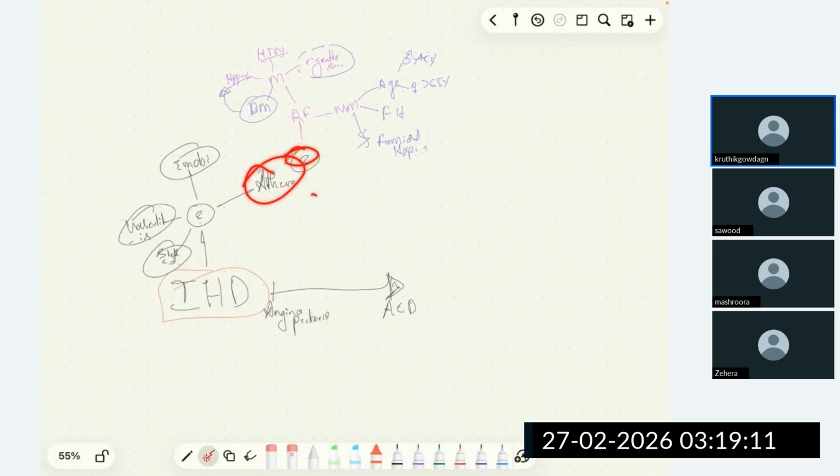What is the pathogenesis of atherosclerosis?